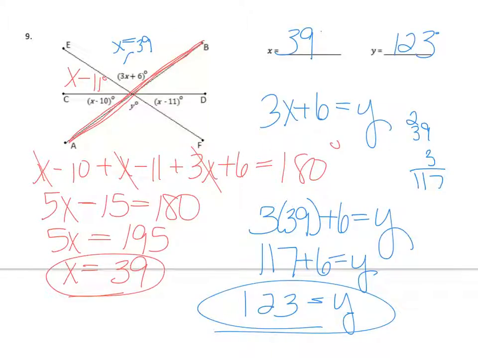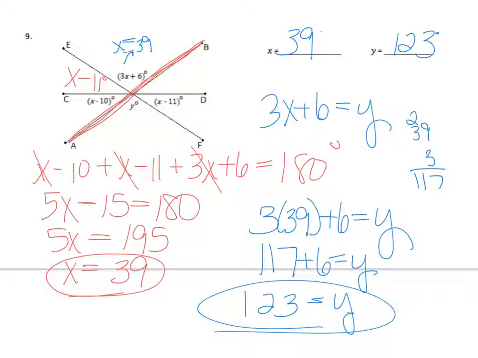Okay, that one was sort of fun. The first thing I did was see that this angle and this angle are vertical. And then I have a straight line here, which is 180 degrees. So I took all of the angles in here and added them together and set it equal to 180. x minus 10 plus x minus 11 plus 3x plus 6 equals 180. Gather some like terms and solve for x. x equals 39.